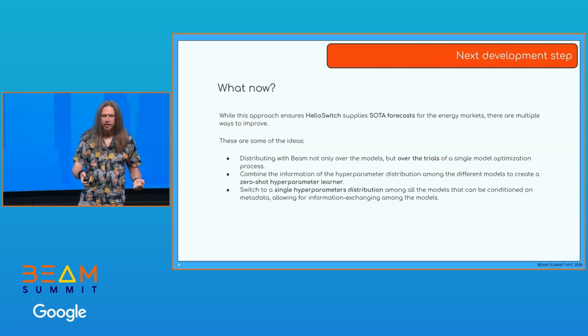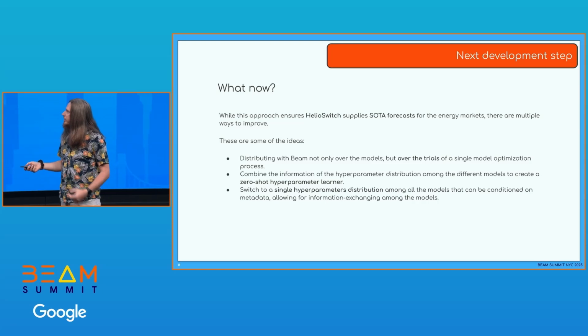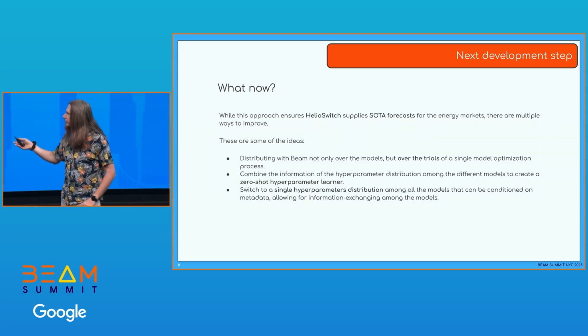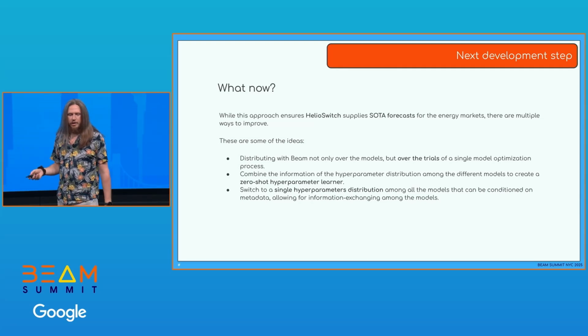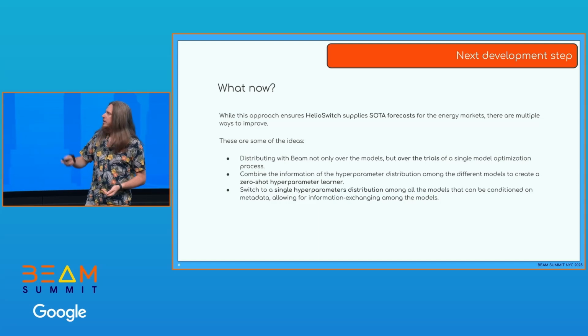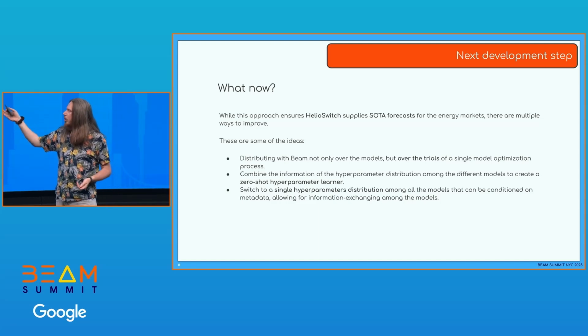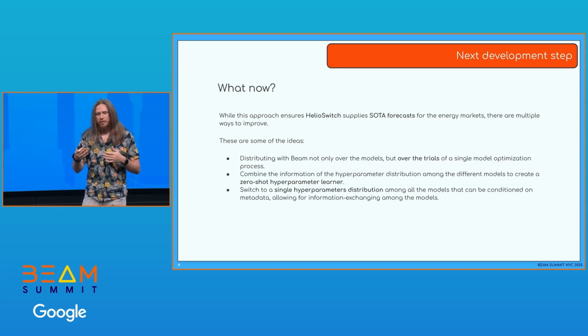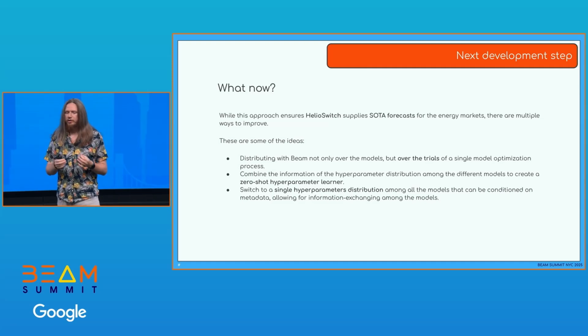And what now? We reached state-of-the-art errors for the forecast of Italian demand, but there are ways to improve. The first one, which I already talked about, is distributing over the trials. It's a little bit trickier because different workers are going to work on and update the same distribution at the same time. It's not as trivial as distributing different models as we do right now.